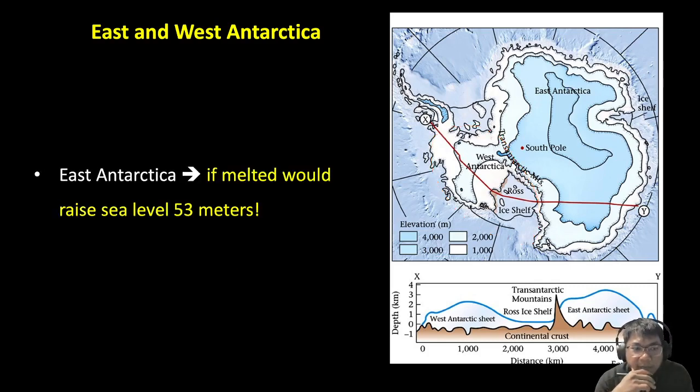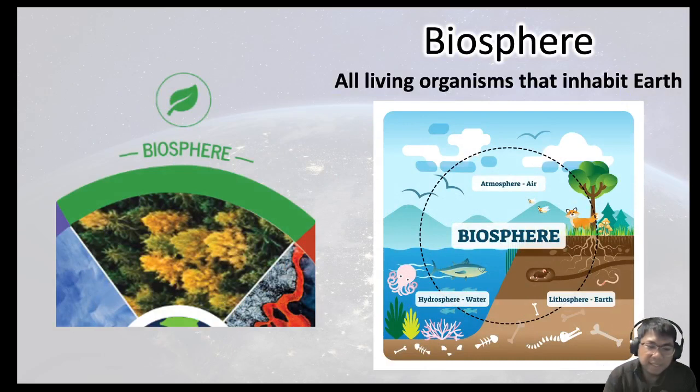And how about East Antarctica? East Antarctica is a very, very large ice sheet right here, and if it melted, it would raise sea level by 53 meters. Such a ridiculous number. We're going to be talking about ice sheets and glaciers later on when we learn about climate change as well. Those are some sad stories about glaciers, and it is true, and it is happening right now, and you should know about it.